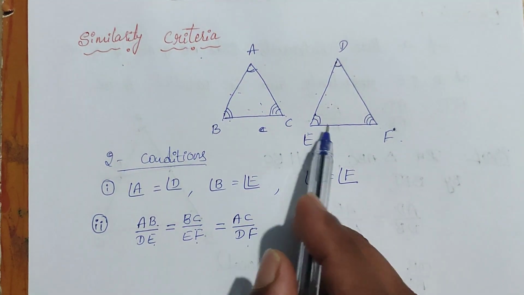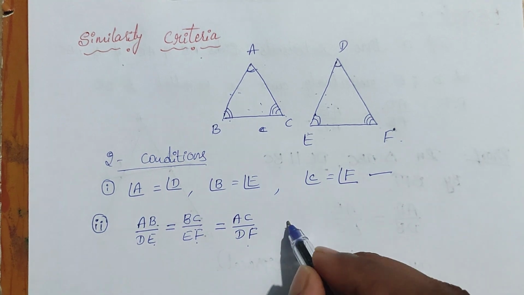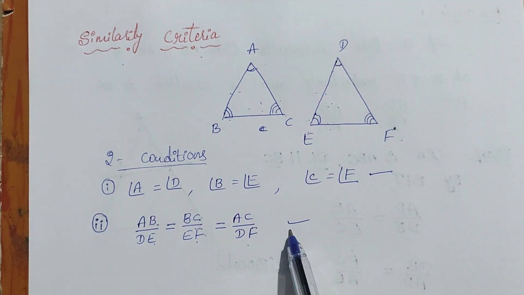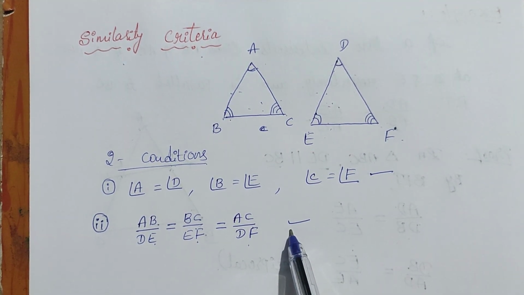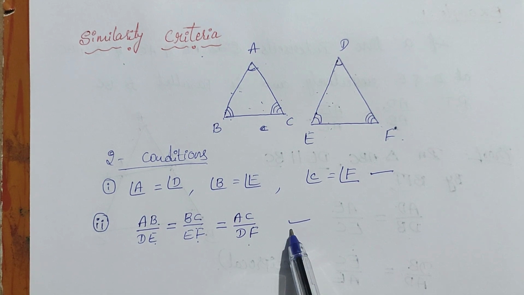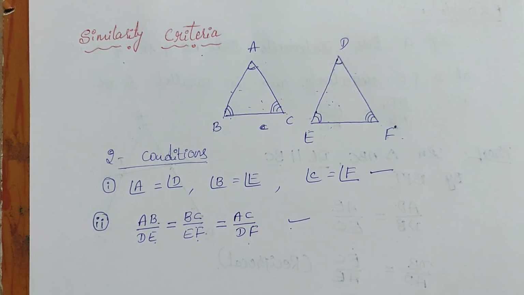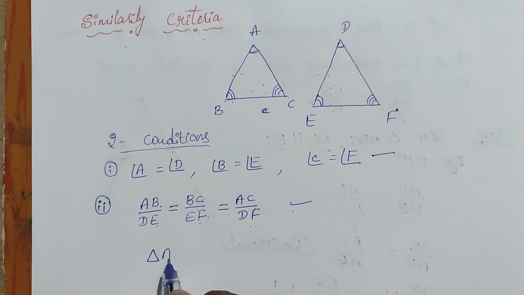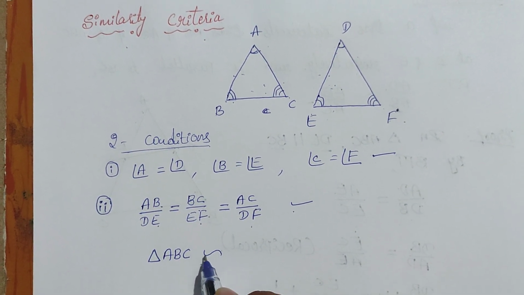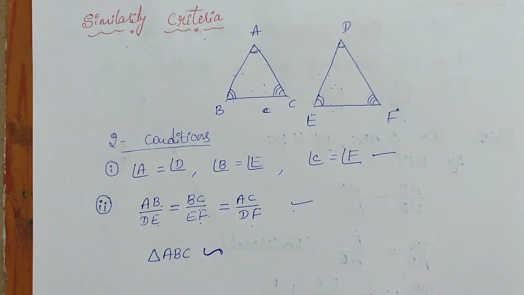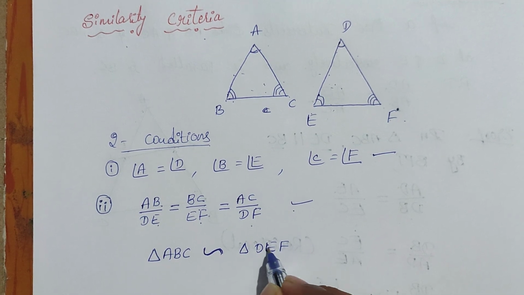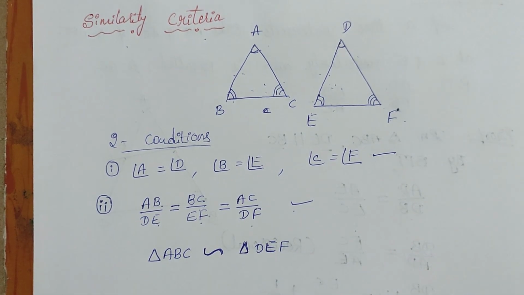If these two triangles satisfy these two conditions, that is, condition 1 is the corresponding angles must be equal, and condition 2 is the ratio of corresponding sides must be equal, then we can say triangle ABC is similar to, this is the symbol of similarity, similar to triangle DEF. This is the condition of similarity.